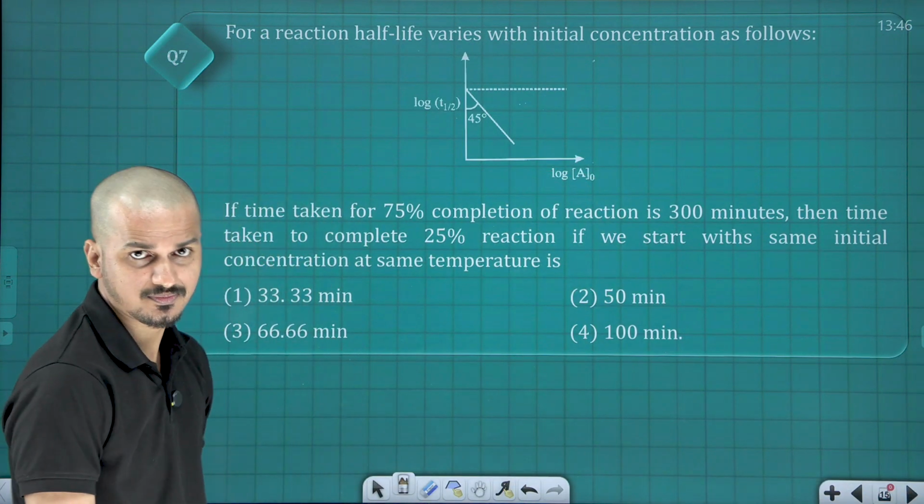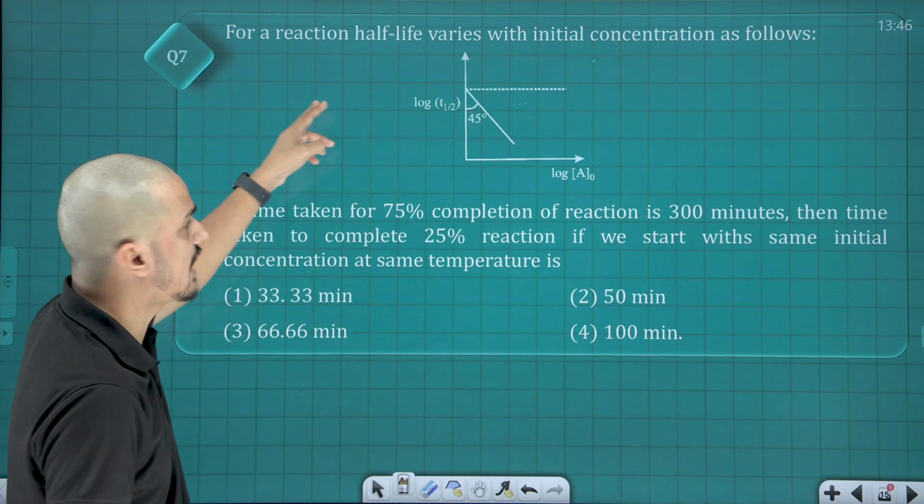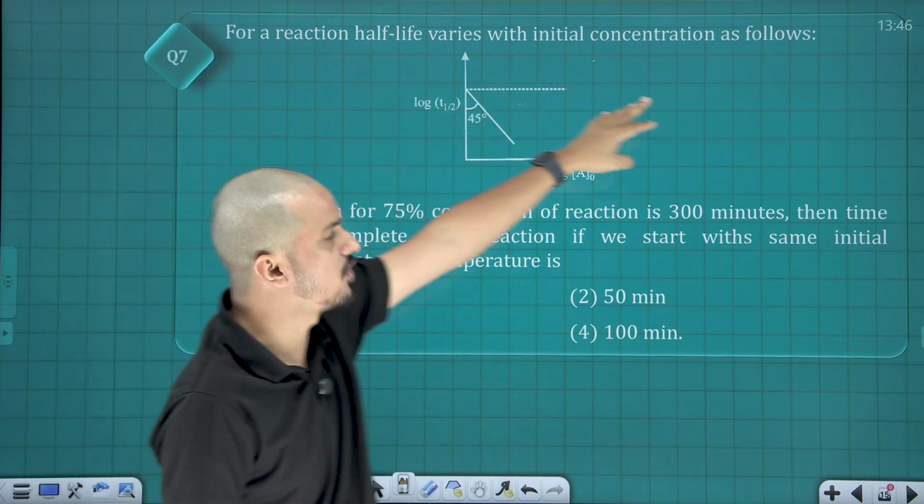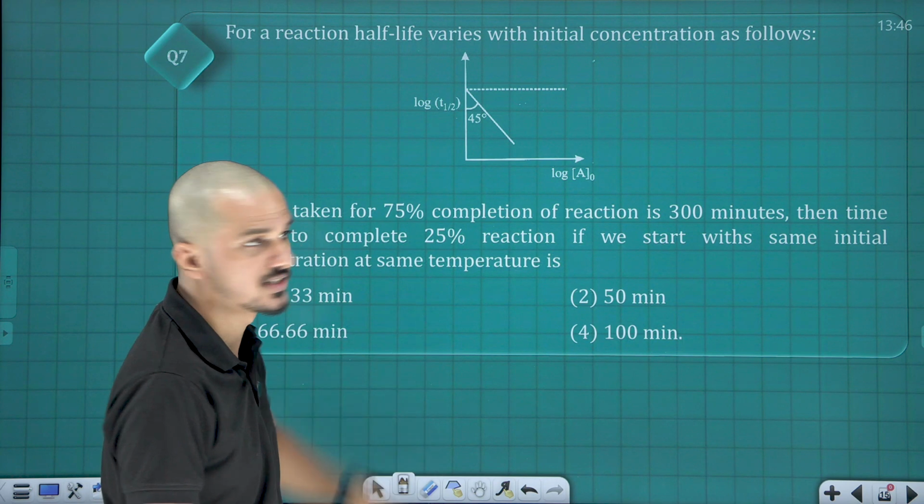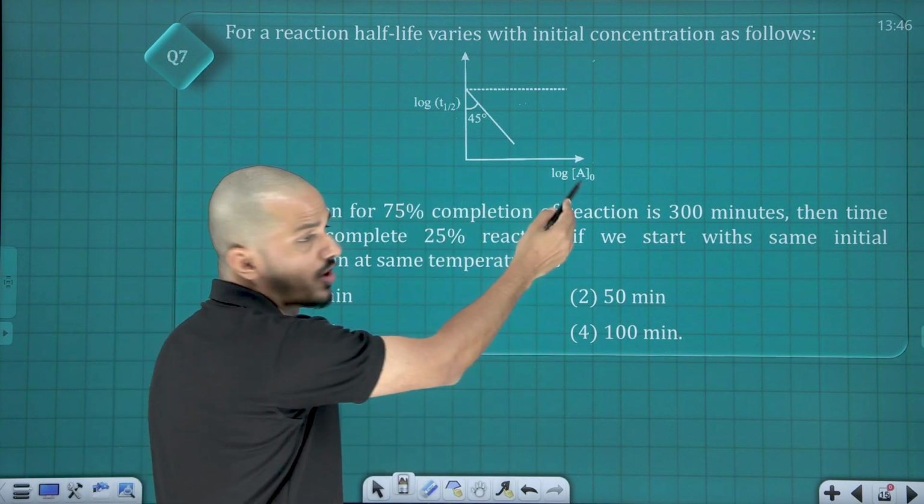Question number 7. It's a very important question. For a reaction, half-life varies with the initial concentration. They have given one graph. From that you must understand which order it is. You can see here log t half and log A0.